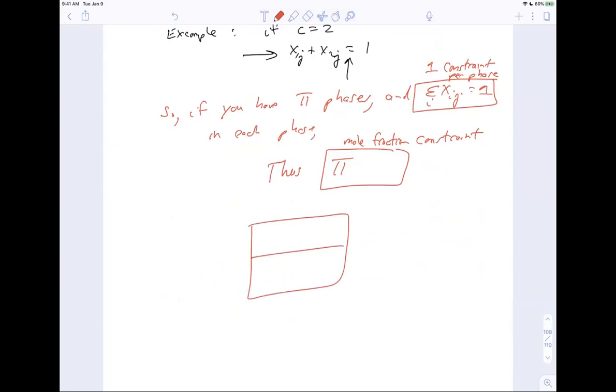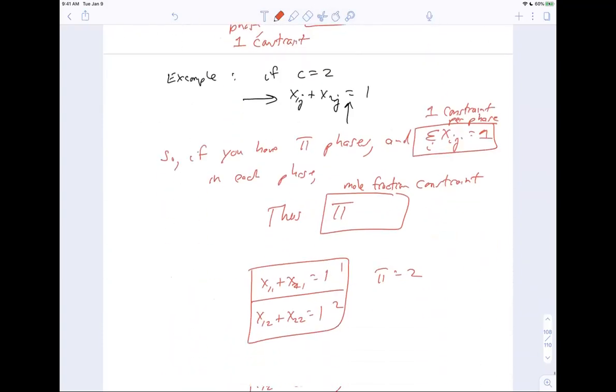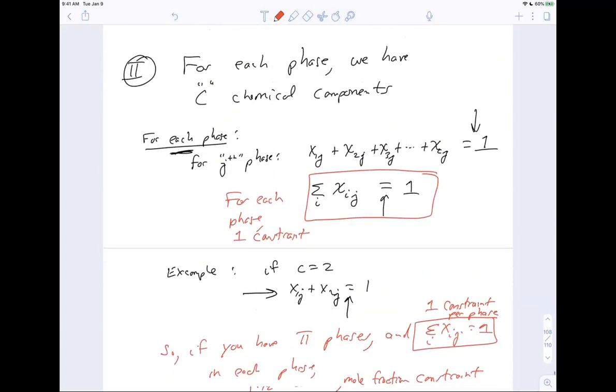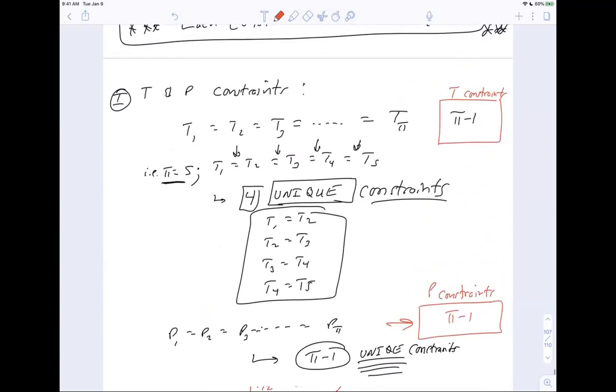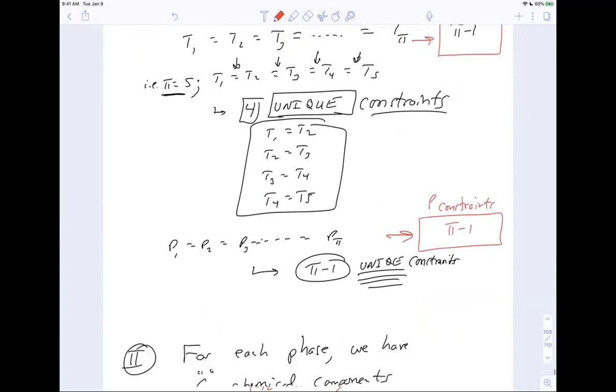So here's a two-phase example. Here's phase 1, here's phase 2, and I have two species. So x1 in phase 1 plus x2 in phase 1 has to equal 1. x1 in phase 2 plus x2 in phase 2 has to equal 1. You see here that the mole fraction constraint is 1 per phase. So in this case, pi is equal to 2, and I would have two constraints. All right, I just want to make sure. So far, from our naive discussion, we have to subtract pi coming from this, pi minus 1 coming from that, and pi minus 1 coming from that. Just to keep things in mind.